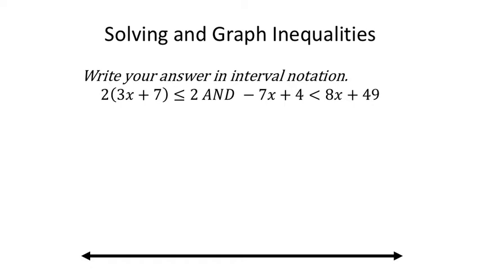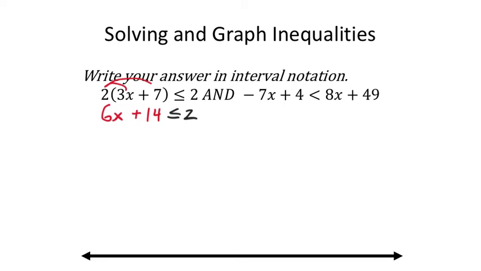So first off, for me, distribute this 2. And some of you would use that trick. You'd divide both sides by 2. Go ahead. You're going to get the same answer. So 2 groups of 3 x's, that'd be 6 x's. And then 2 groups of 7, that'd be +14. And we're saying right now this is less than or equal to 2.